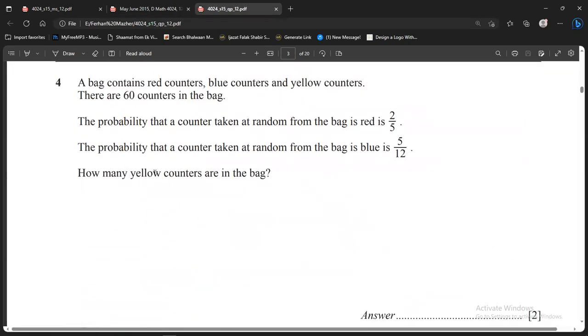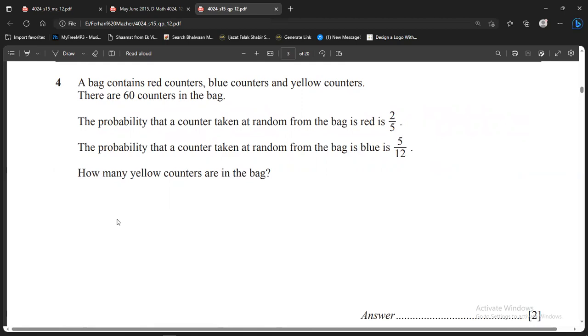Okay, so now we are going to the next question, question number 4. A bag contains red counters, blue counters, and yellow counters. There are 60 counters in the bag. The probability that a counter taken at random from the bag is red is 2 by 5. The probability that a counter taken at random is blue is 5 by 12. How many yellow counters are in the bag?